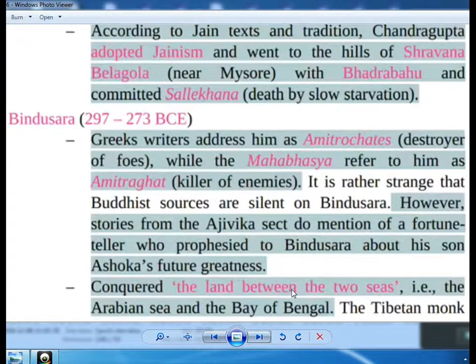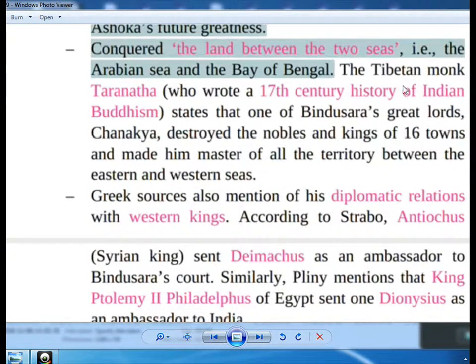He conquered the land between the two seas, the Arabian Sea and the Bay of Bengal. The Tibetan monk Taranatha, who wrote a history of Indian Buddhism in the 17th century, said that Chanakya destroyed the nobles and kings of 16 towns and made Bindusara master of all the territory between the eastern and western seas. Greek sources also mention his diplomatic relations with western kings.